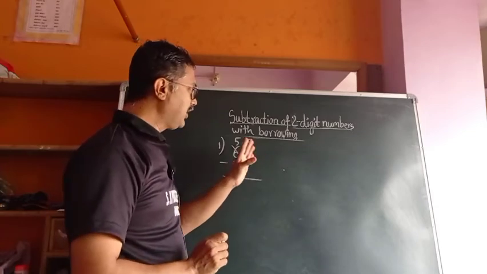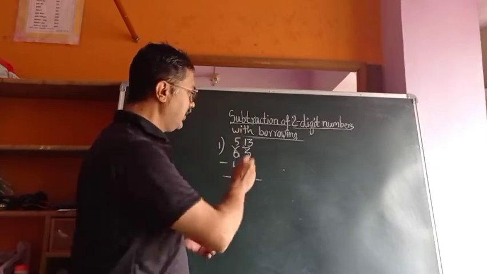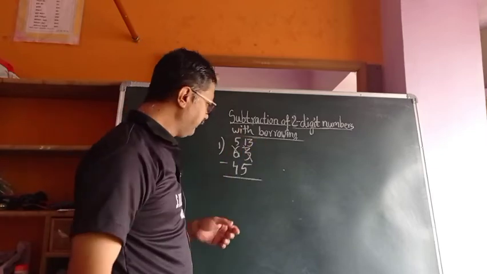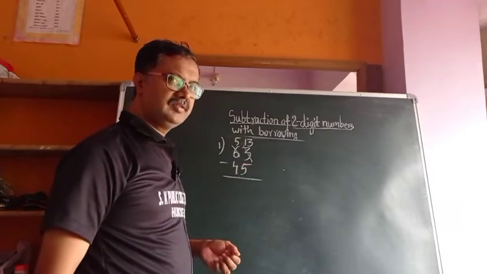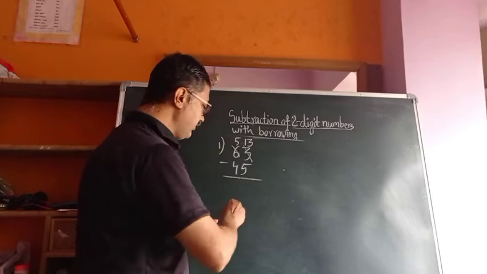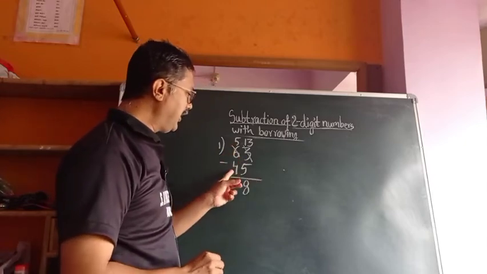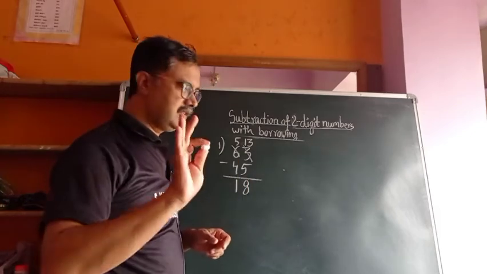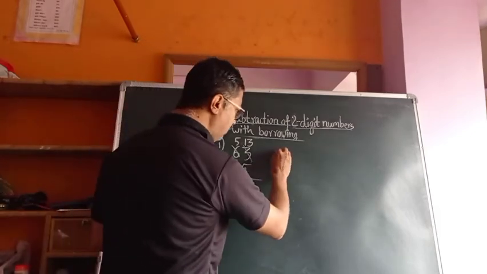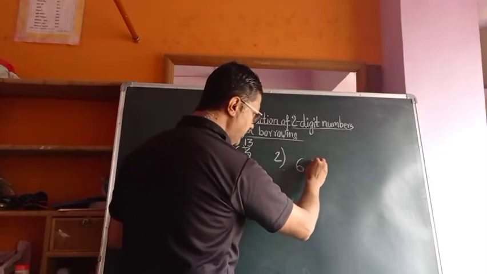Next you have to subtract. Now it is ready to subtract. 13 minus 5, 8. 5 minus 4, 1. Yes. Now when 0 will come, at that time what we have to do?